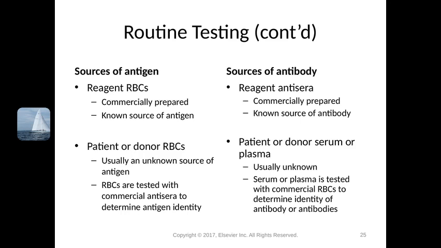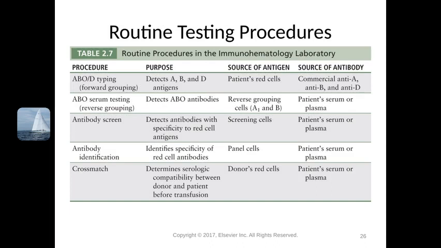Our routine testing is your ABO. ABO and D typing is considered our forward grouping. This is where we're looking for A, B, and D antigen. You'll see when I describe in the reagents lecture, the patient's red cells, or as my former students say, the red shit, is our patient cells, and the source of antibody here is the clear shit, which is technically clear and colored, because anti-A is blue and anti-B is yellow and anti-D is clear, but this is a liquid that has the antibodies against the corresponding antigens.